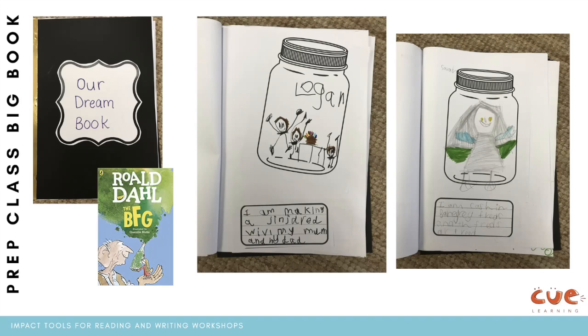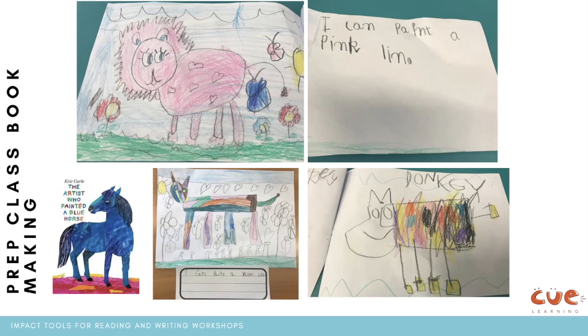So these books become a big part of classroom libraries, as well as the published, the trade books that we bring in. So this is a child making a book. So we can see drawing, text here. I can paint a pink lion. I can paint a donkey. And so these are examples of different children with the books that they've made.